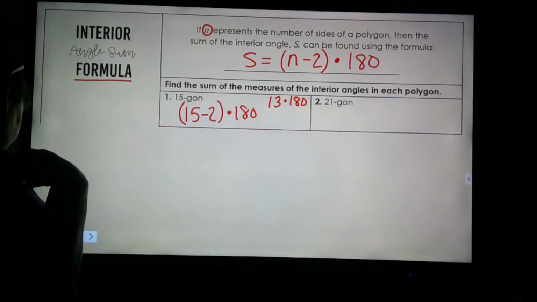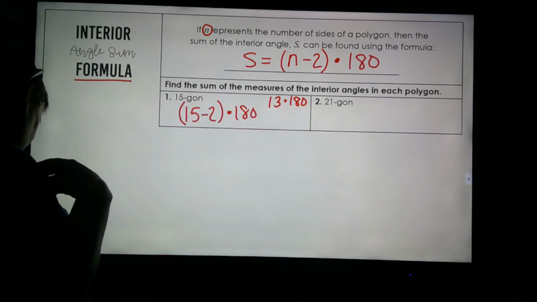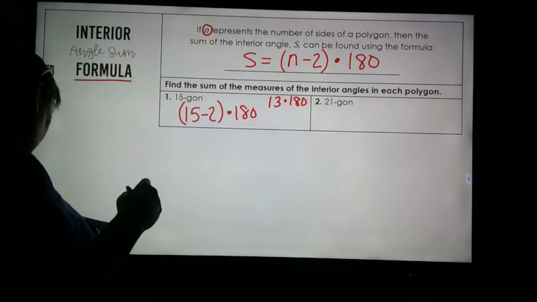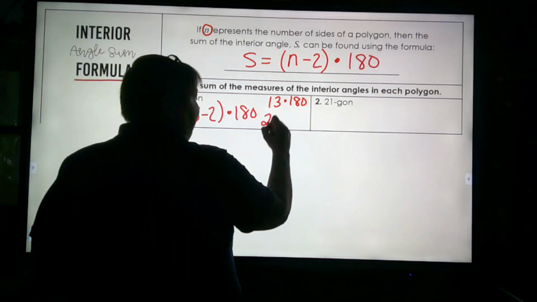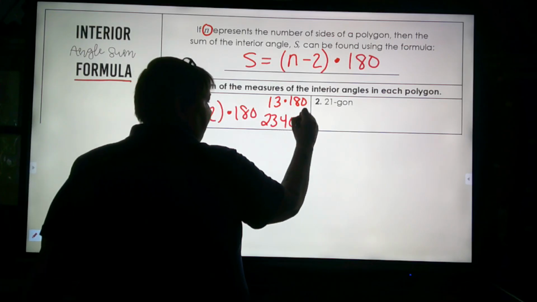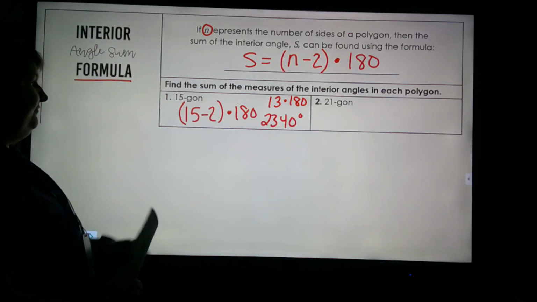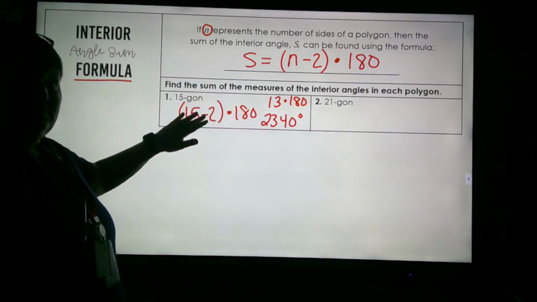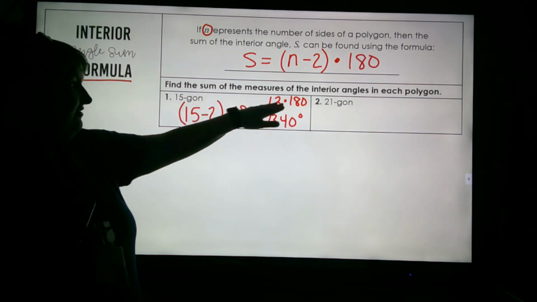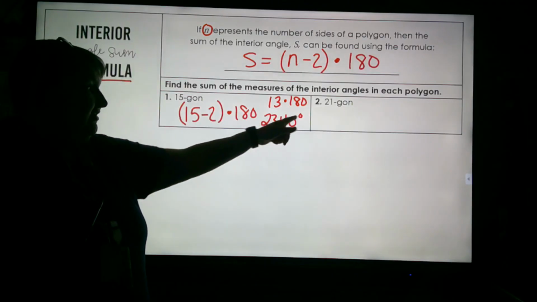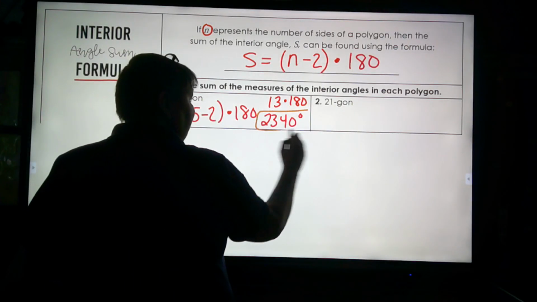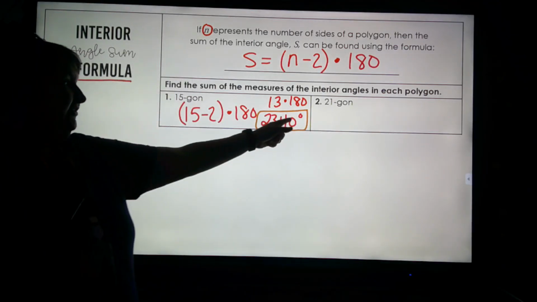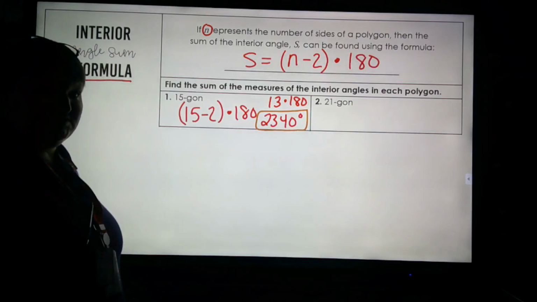And 13 times 180 is 2340. 2340 degrees. Don't forget the degree symbol. This is showing your work. Writing the equation. Solving the equation. Right? And make sure you box or circle your final answer. And make sure you included the degree symbol. Otherwise it's not correct.